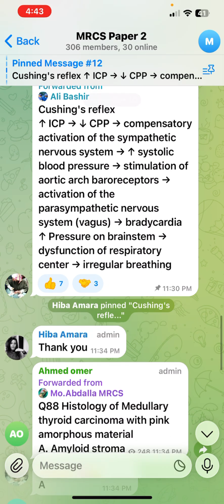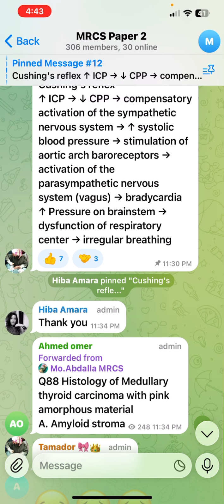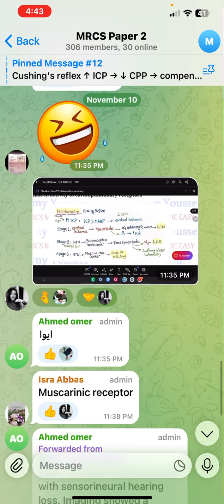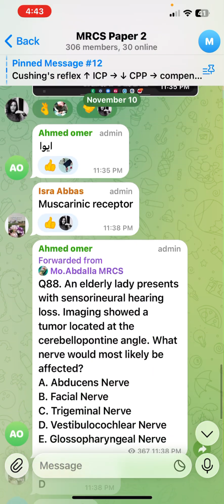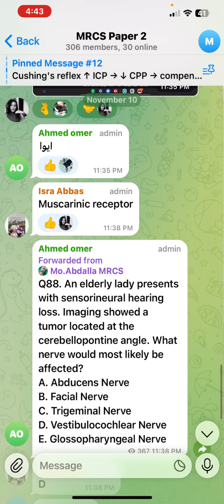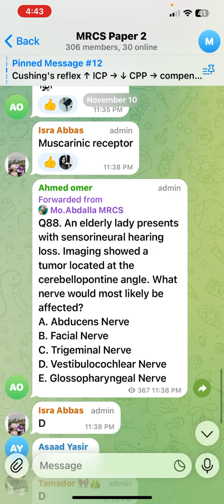Vagus causes bradycardia. Histology of medullary thyroid carcinoma shows pink amorphous amyloid stroma. Elderly lady presents with sensorineural hearing loss. Imaging showed a tumor located at the cerebellopontine angle. Which nerve? The vestibulocochlear nerve.